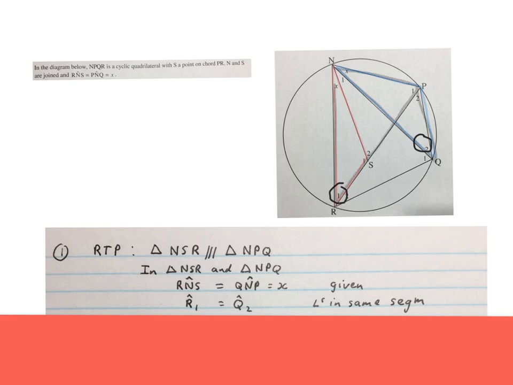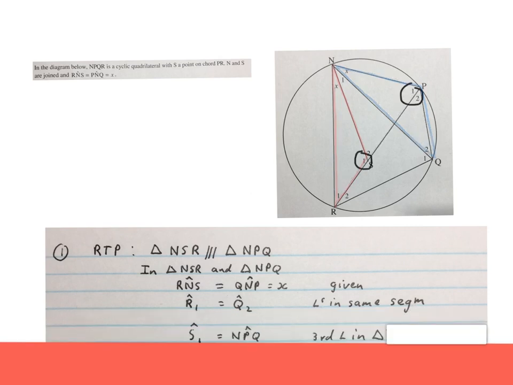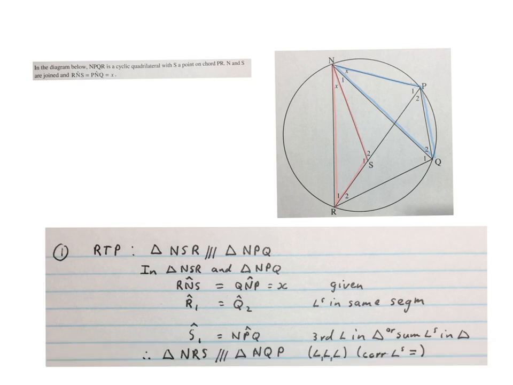Now reason, angles in the same segment. Then we can write angle S1 is equal to angle NPQ, third angle in a triangle. So that angle and that angle is the third angle from the two triangles. Some people write sum of angles in a triangle. Then we write triangle NRS is similar to triangle NQP, angle, angle, angle, all corresponding angles equal. Stop the video and get your brain around this one.